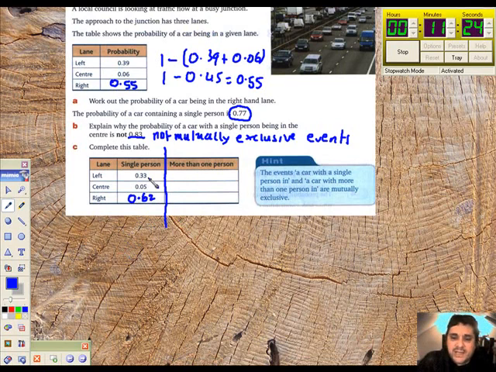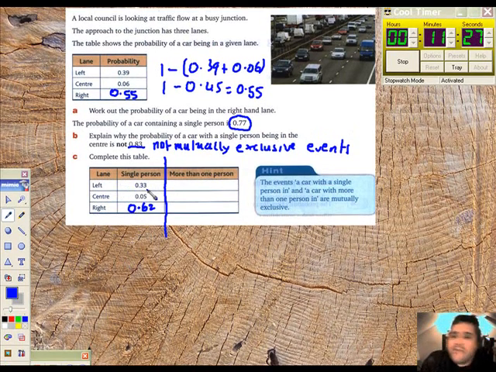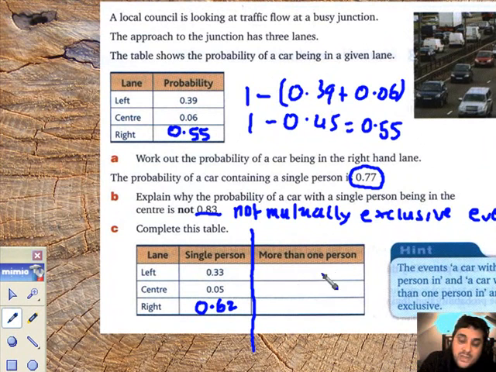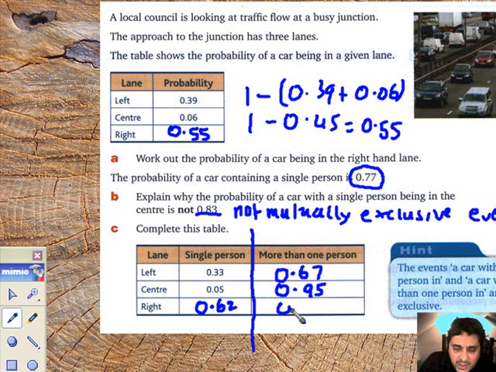Now, this side's really, really easy. Having one person in the car or more than one person in the car are in fact mutually exclusive events. You can't have one person in the car and more than one person in the car at the same time. Therefore, more than one person in the car must be 0.67, because that plus that makes 1. More than one person in the car, if it's 0.05, then it's 0.95. Look, it all adds up to 1. More than one person in the car in the right lane, it's going to be 0.38. Is that okay?